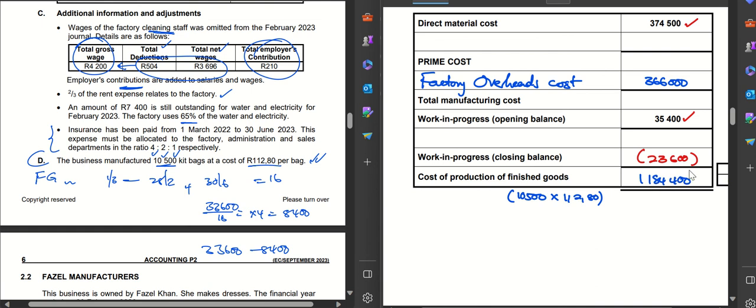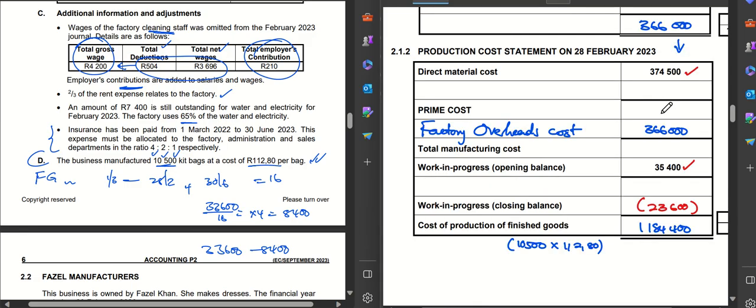1,184,400. And then we're going to do calculations going up now. I know some of you call it the bottom up method. So let's do that. Once we go up, we do the opposite. So it's 1,184,000 plus 23.6. So you're going to end up with 1,208,000.